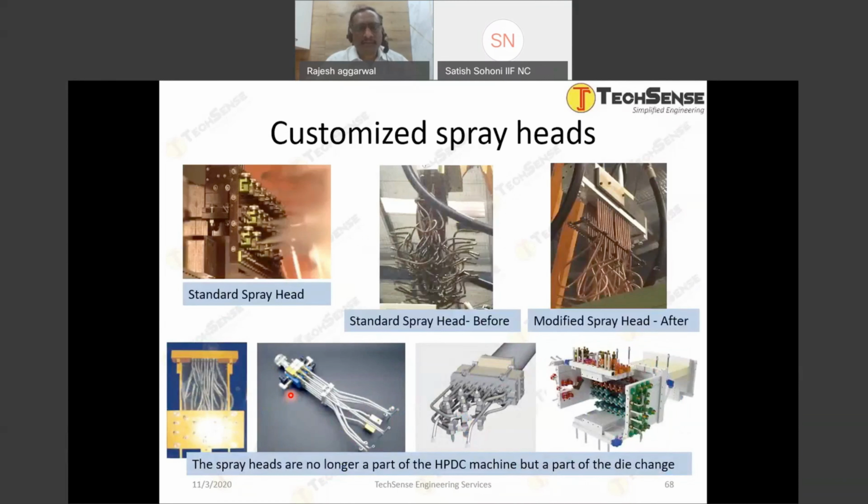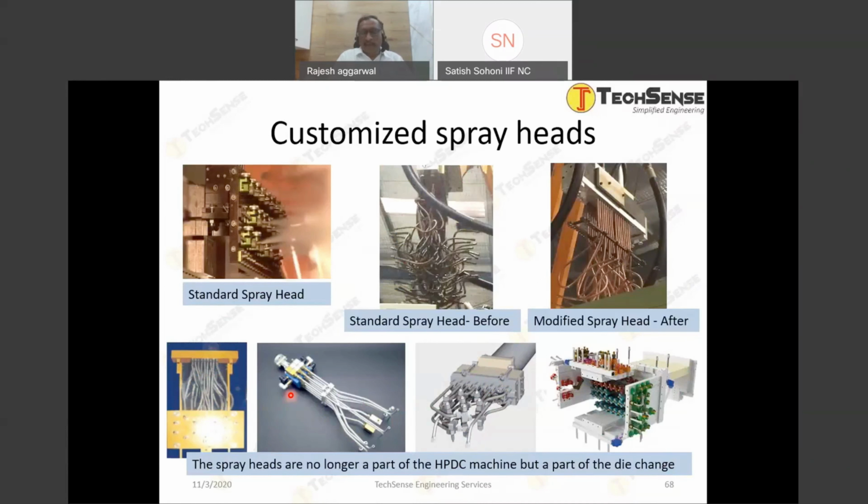These are the spray heads: the standard spray head if you see on the left side, and the rest are customized spray heads, examples of customized spray heads. We have used many of them in our shop floor journey, and it is very, very useful. The important message here is that spray heads are no longer a part of the HPDC machine, but the spray head is a part of the die change. We take hours and hours to change the die, but we don't bother to look at the spray head.